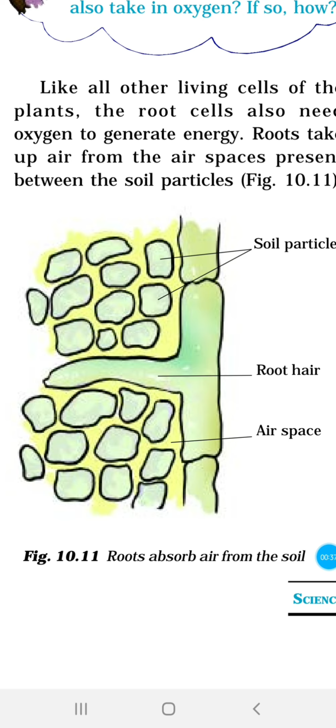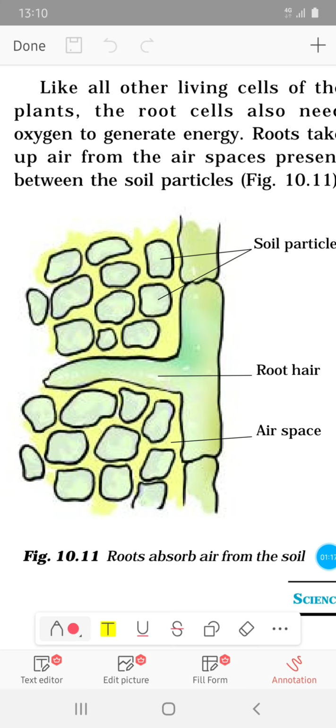You have already learnt in chapter 1 that the leaves of the plants have tiny pores. What are these called? These are called stomata. So stomata help them in the exchange of oxygen and carbon dioxide. Like all other living cells of the plants, the root cells also need oxygen to generate energy. Roots take up air from the air spaces present between the soil particles with the help of their root hair.